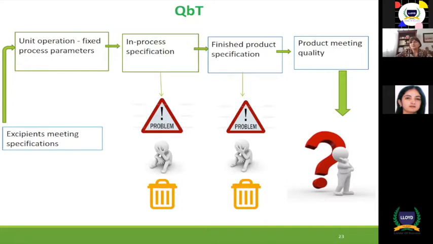So this illustration is also, I think, known: if you have all the excipients and all the manufacturing processes meeting the specifications, and you have fixed process parameters, fixed in everything, then there can still be problems. And specifications simply won't be enough for a good product quality.